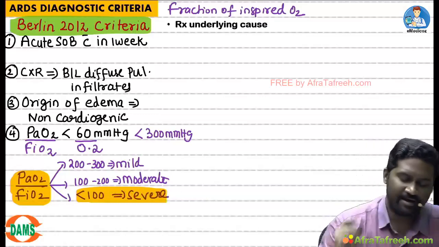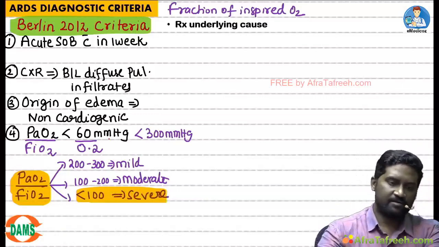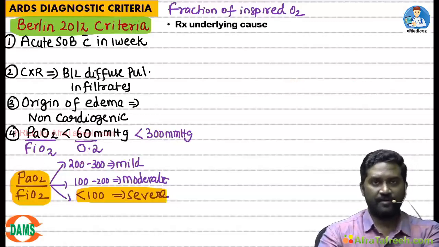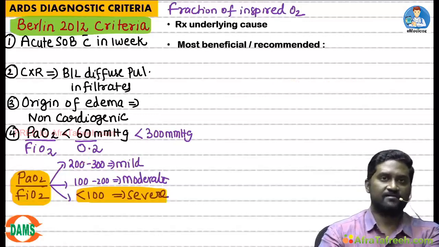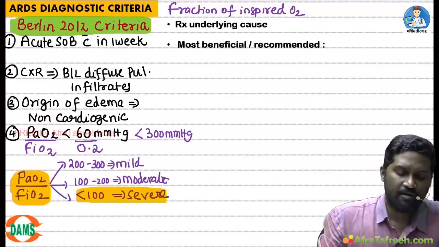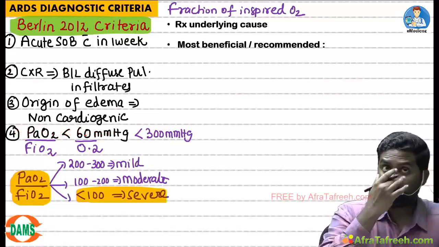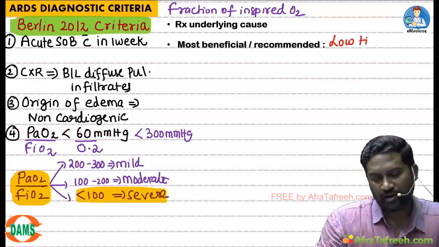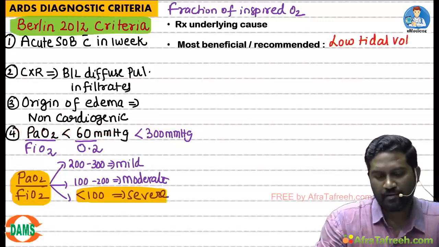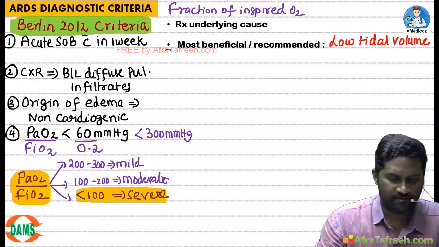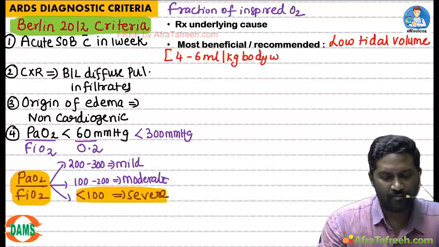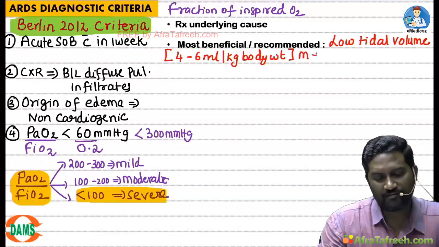So write down treatment. Treat the underlying cause. And this patient eventually requires mechanical ventilation. In that mechanical ventilation, what is most beneficial or recommended? The answer should be low tidal volume. Low tidal volume, in the sense 4 to 6 ml per kg body weight. Low tidal volume mechanical ventilation.